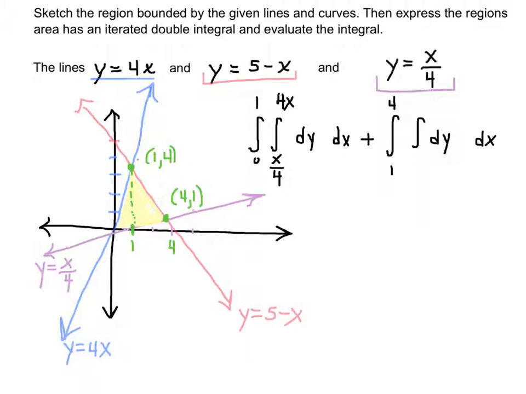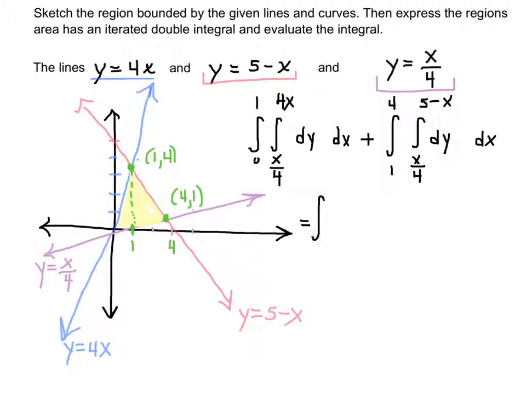And then in our second integral here, we're looking at the right-hand shaded triangle area, and we want to integrate from y is equal to this purple line, x over 4, to the red, which is this line here, which is 5 minus x. So this means our lower y value is x over 4, and our upper y value is 5 minus x. So this is the setup here. So now we want to do this integration.